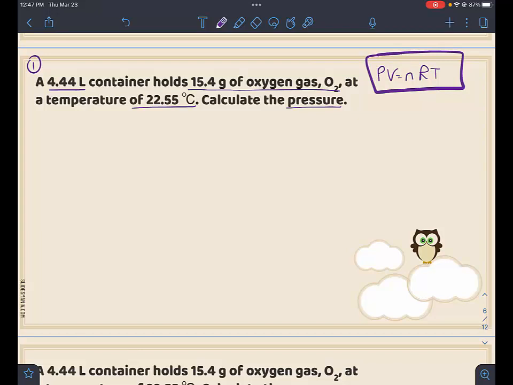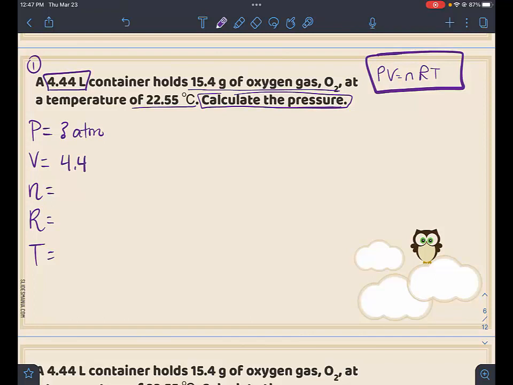To do the ideal gas law, you need to make a list of your variables, P, V, n, R, and T, and we need to get everything into the proper unit. Pressure is supposed to be in atmospheres, but that's actually our unknown because it says calculate the pressure, so I'm just going to put question mark atm. V is our volume, that's going to be 4.44 liters. That's the proper unit, so I don't need to make any changes there.